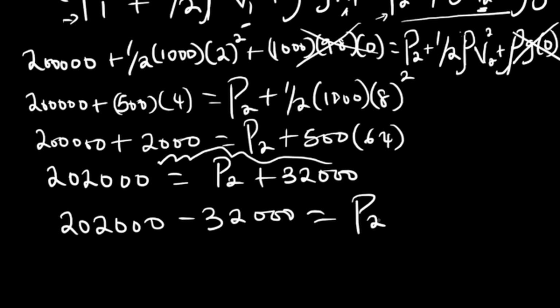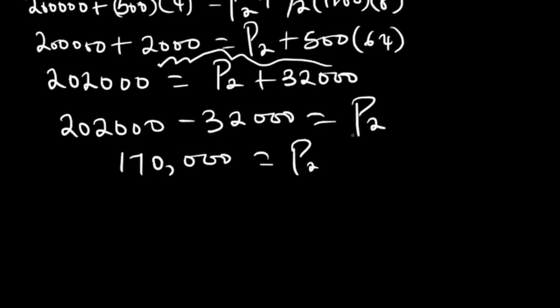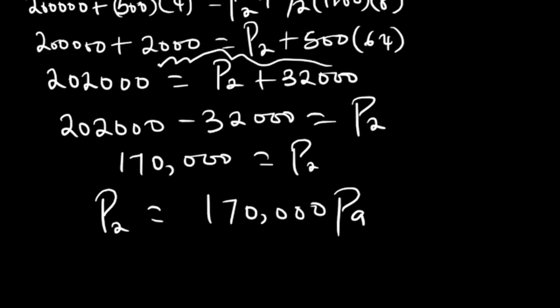So let's see what we shall obtain. Right here we have 202,000 minus 32,000, which is equal to 170,000. So 170,000 is equal to P2. Therefore, our P2 is equal to 170,000 pascals. Remember that pressure is measured in pascals, and you must assign the right units to it.